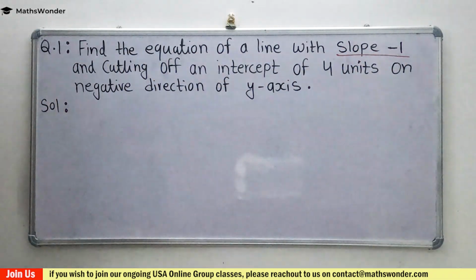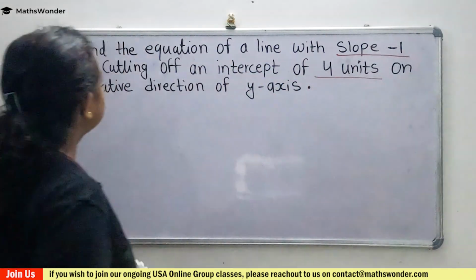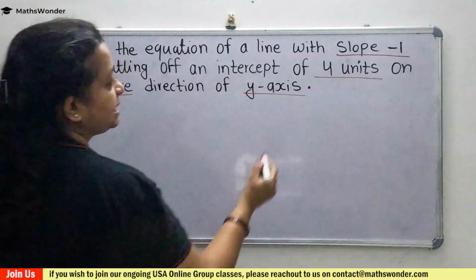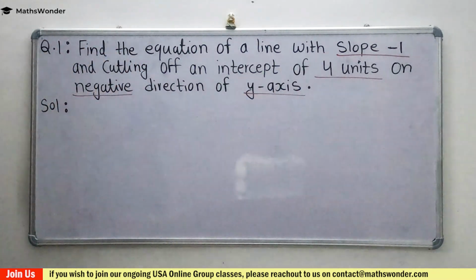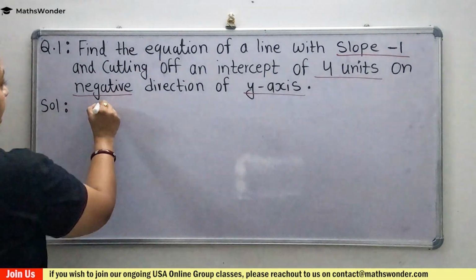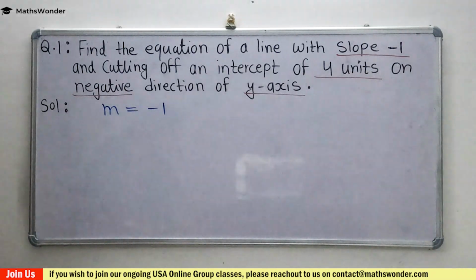Slope means, as you know, m, right? Slope is m, and cutting off an intercept of 4 units on the negative direction of the y-axis. These are the keywords, right? So m, according to the question, is equal to -1. m is equal to -1.